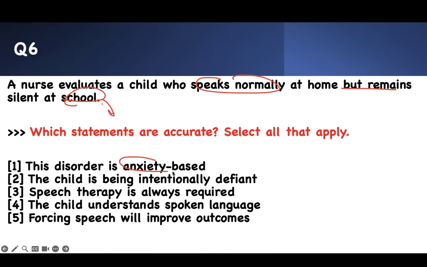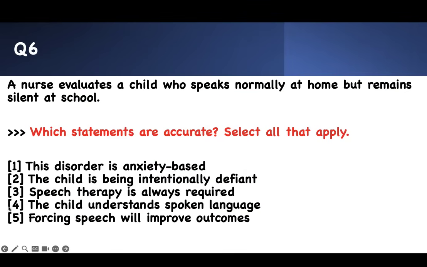I can tell you, it's anxiety-based. If it's anxiety-based, it cannot be a language problem. Therefore, the child understands spoken language. That's good. You see how I'm using that to answer the question, right? The kid understands it, and it has nothing to do with whether he can speak. The child understands the spoken language, and this is anxiety. This is not intentional. You don't need speech therapy because number 4 said the kid understands language. You cannot force speech because he can speak. So 1 and 4 are the only answers.